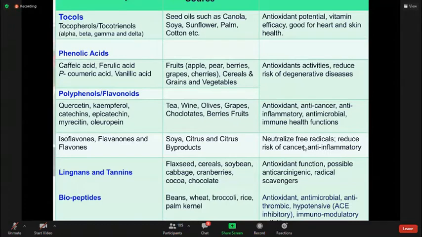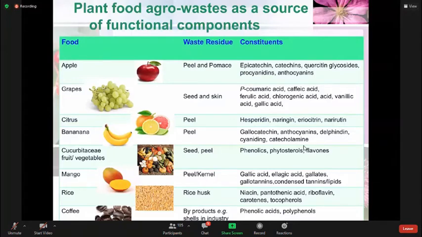Recently, there is another very important area where we can explore many functional components, especially the byproducts and agro wastes of the fruit processing industry: the peels, seeds, and kernels of different fruits and agricultural products. They are important due to having potential as a rich source of different types of functional components, especially the phenolics. For example, here you can see apple, grapes, citrus, and banana.